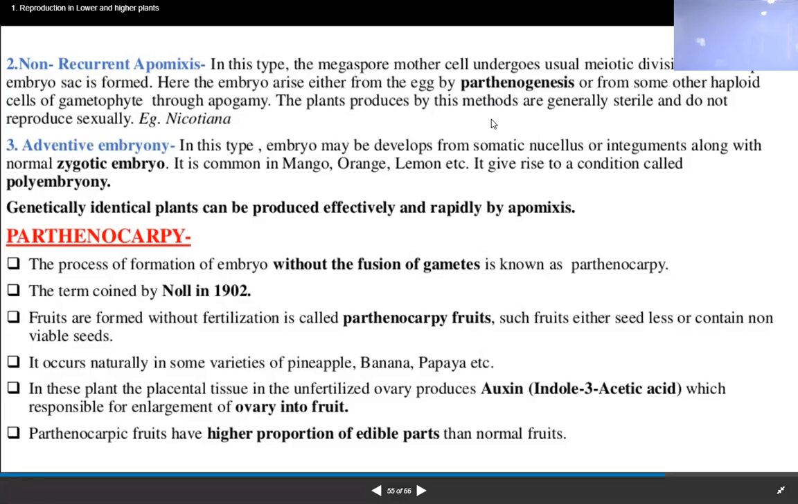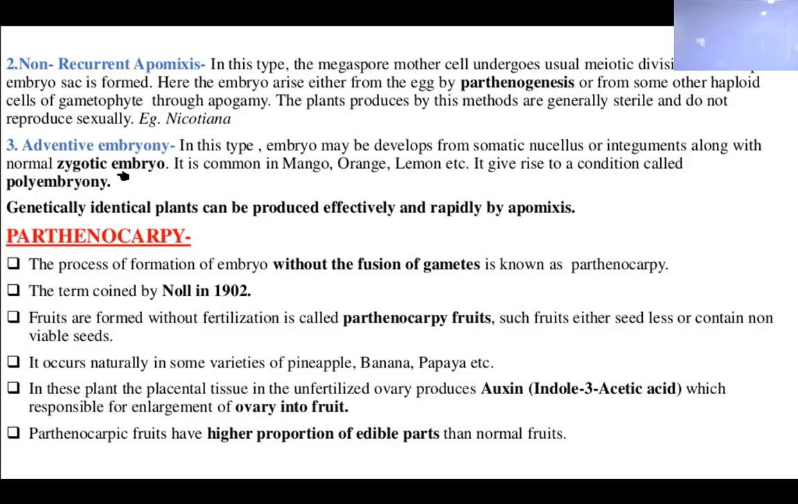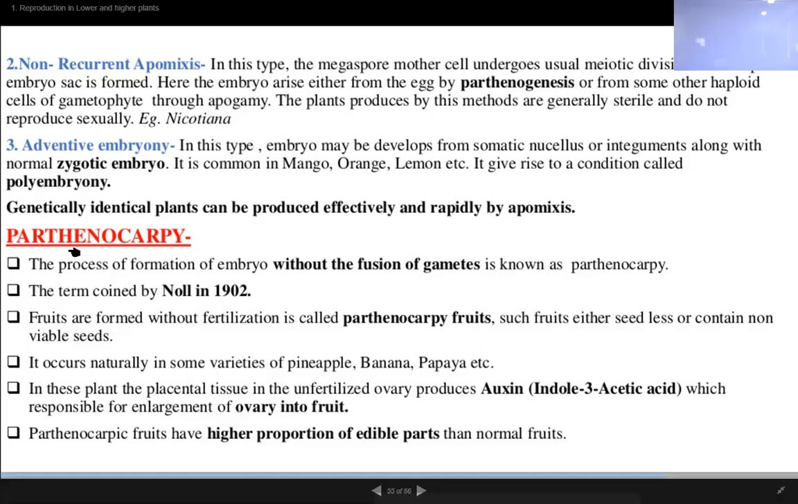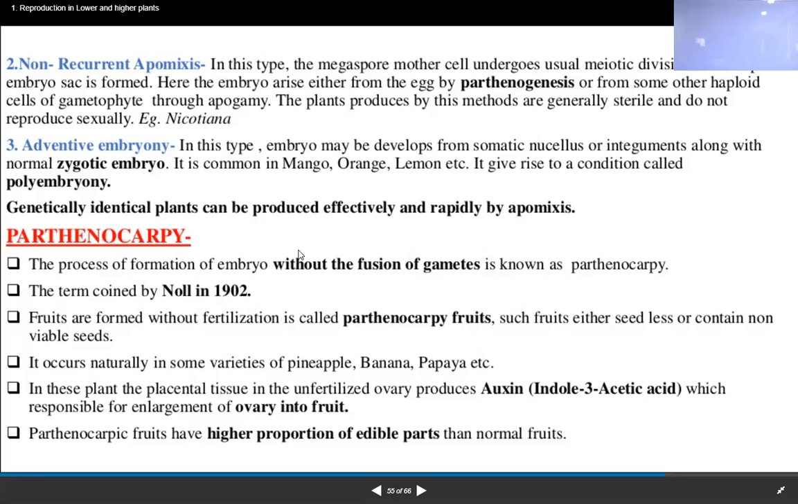Parthenogenesis, the fruit is developed without the process of fertilization. And polyembryony, this is again one of the conditions in which more than one embryo develops. We call it polyembryony. So here separately we are going to talk about parthenocarpy, the process of formation of fruit without the fusion of gametes. That means, in simple words, without fertilization. This is known as parthenocarpy. Fruits formed without fertilization are called parthenocarpic fruits. Such fruits are either seedless or contain seeds.